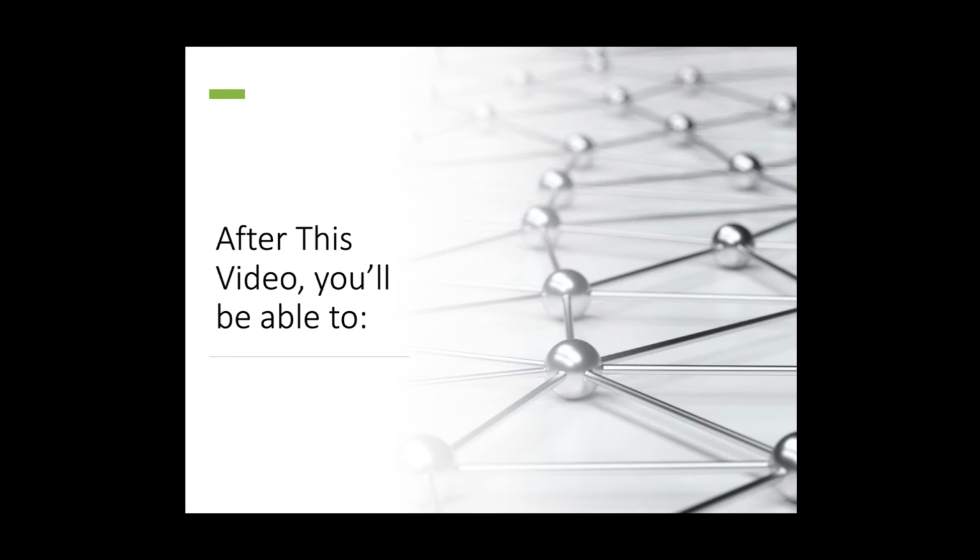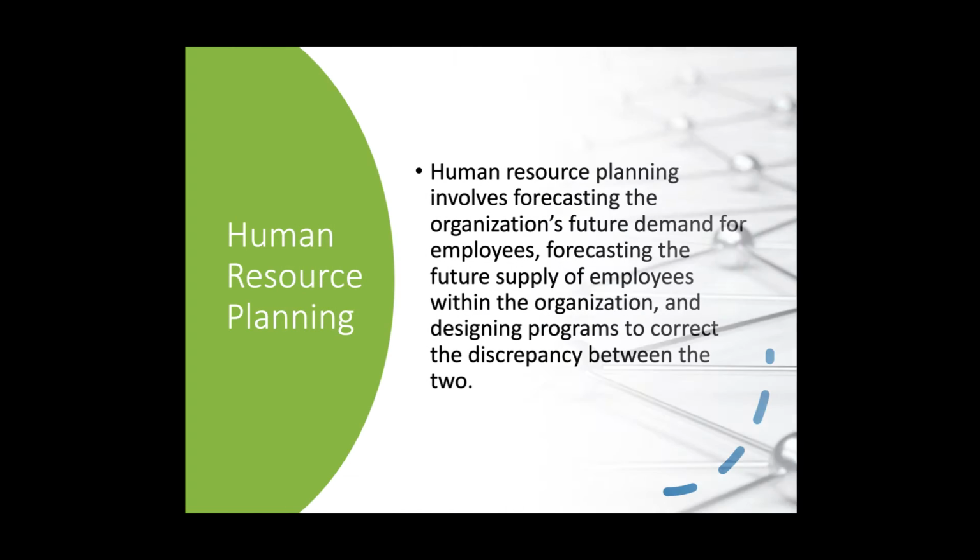So we hope that at the end of this video you'll be able to summarize how managers may plan for human resource needs. And of course, what that means is not only needs in the present, but especially needs in the future. So, human resource planning involves forecasting the organization's future demand for employees, forecasting the future supply of employees within the organization, and then designing programs to correct the discrepancy between the two.